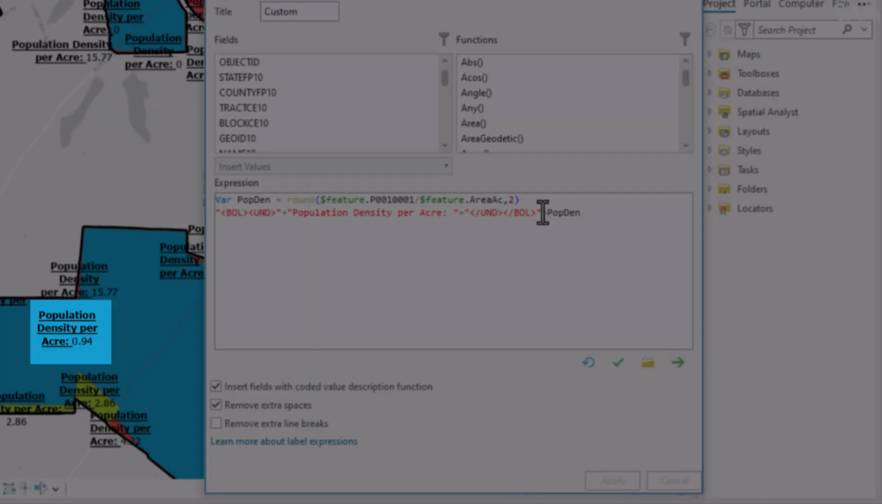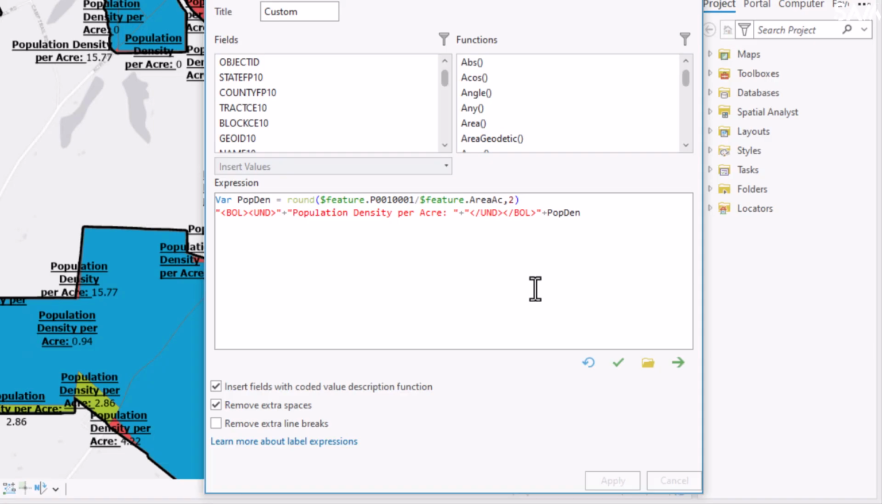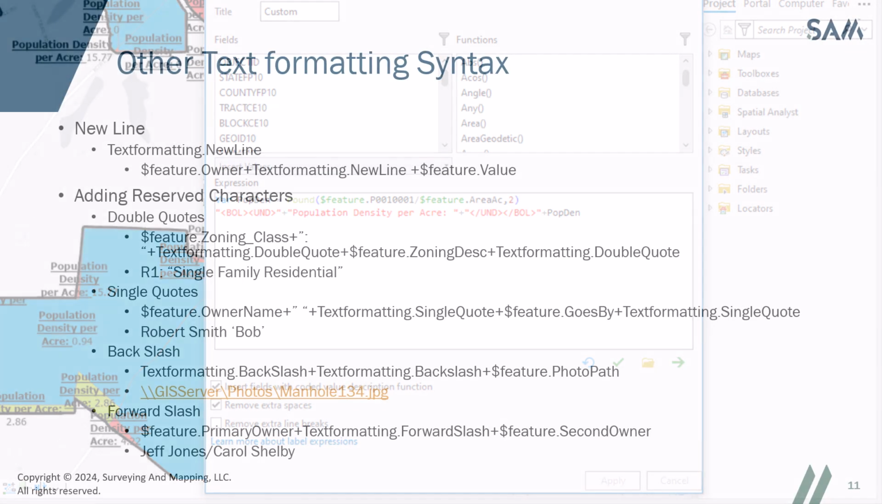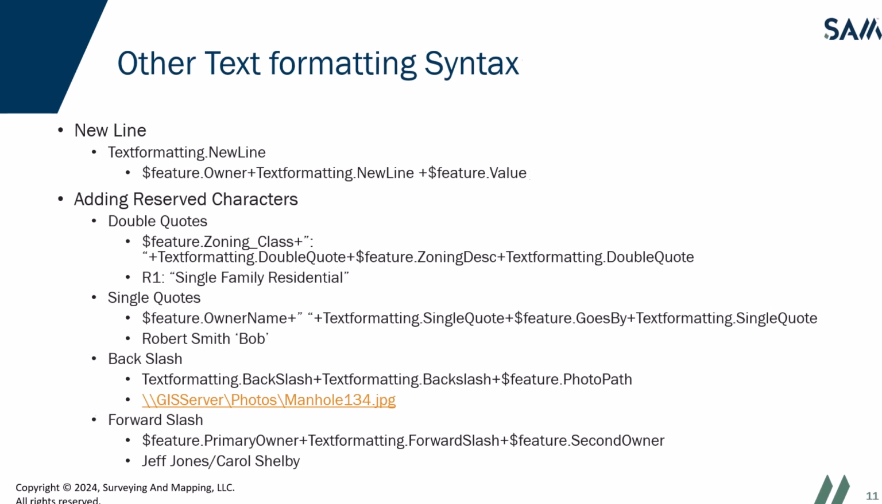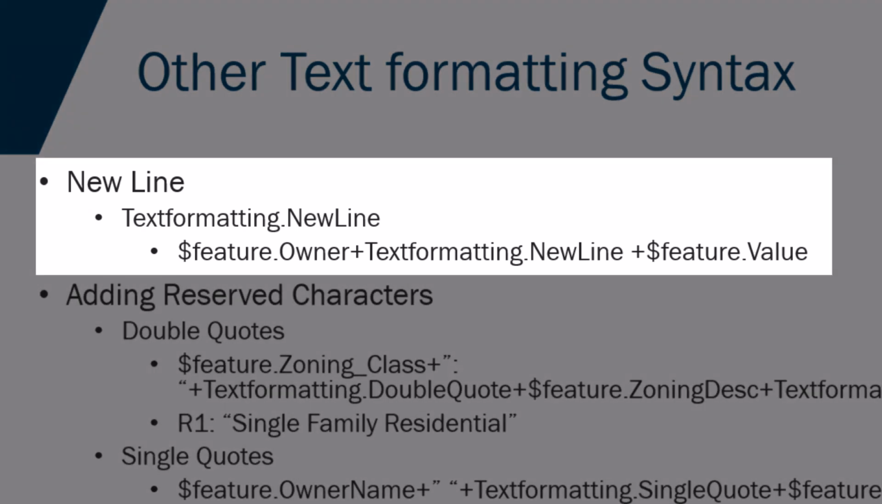So with that, let's go and talk about a few other formatting things you can do with text to help improve your labeling and your text returns a little bit. So as I kind of hinted at, Arcade has other text formatting capabilities beyond just changing the font settings. You can do some additional things such as inserting line breaks into a text string or label. The syntax to do this is to use the TextFormatting.NewLine code as you see here.